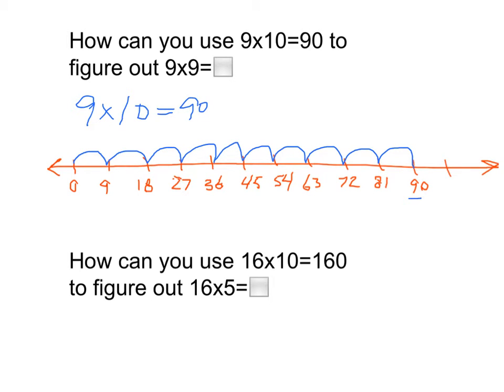Because where did I land? I landed on the 90. Now, my 9 times 9, I'm going to use a different color, just so you can see this. Rainbow. Sure. So I'm going to use green for 9 times 9.